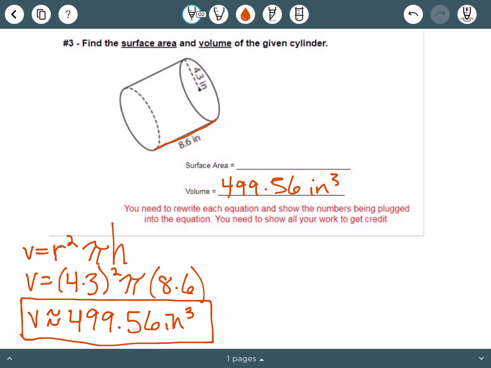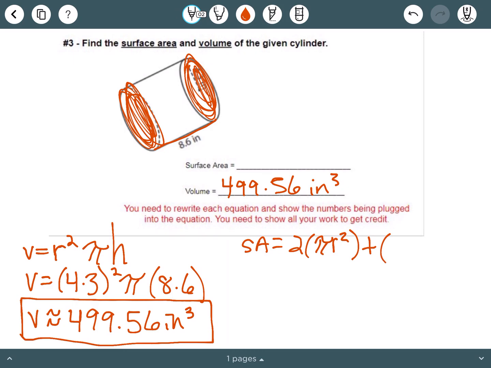So our surface area formula is 2 pi r squared. Now pi r squared is the area of a circle. So when we put the 2 in front of pi r squared, that's accounting for our circle top and our circle bottom on the cylinder. We want to add that to the length of the rectangle times pi times the diameter.